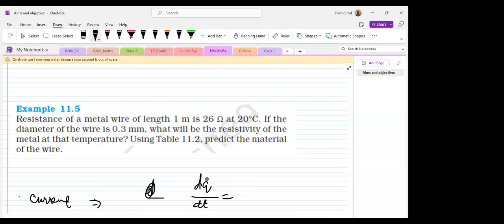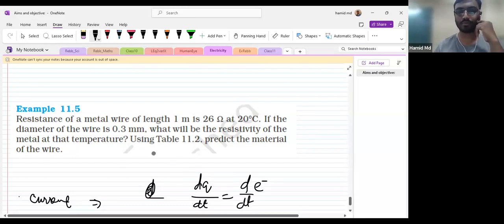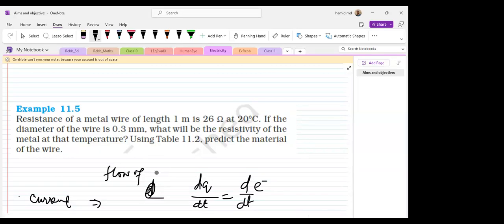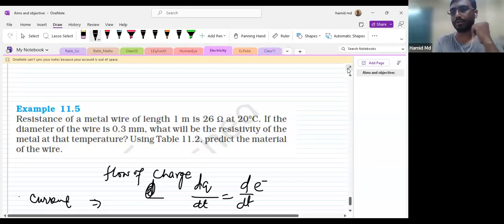Yes, where q is, in your case, electron. So basically, it's charge, the flow of charge through a conductor, right? So let me increase the screen size. Or, what is charge? The first question is, what is charge?